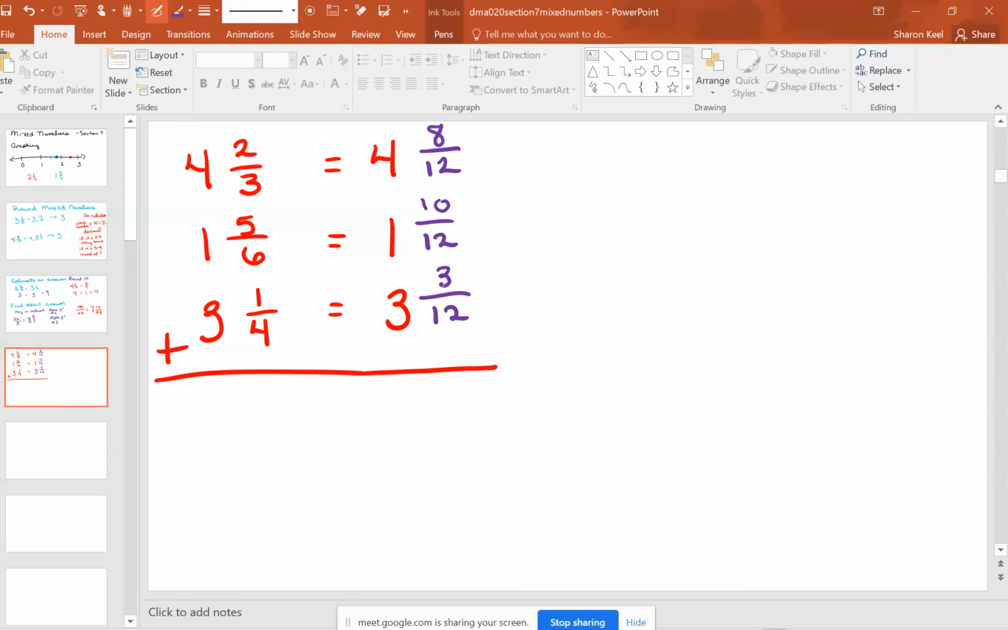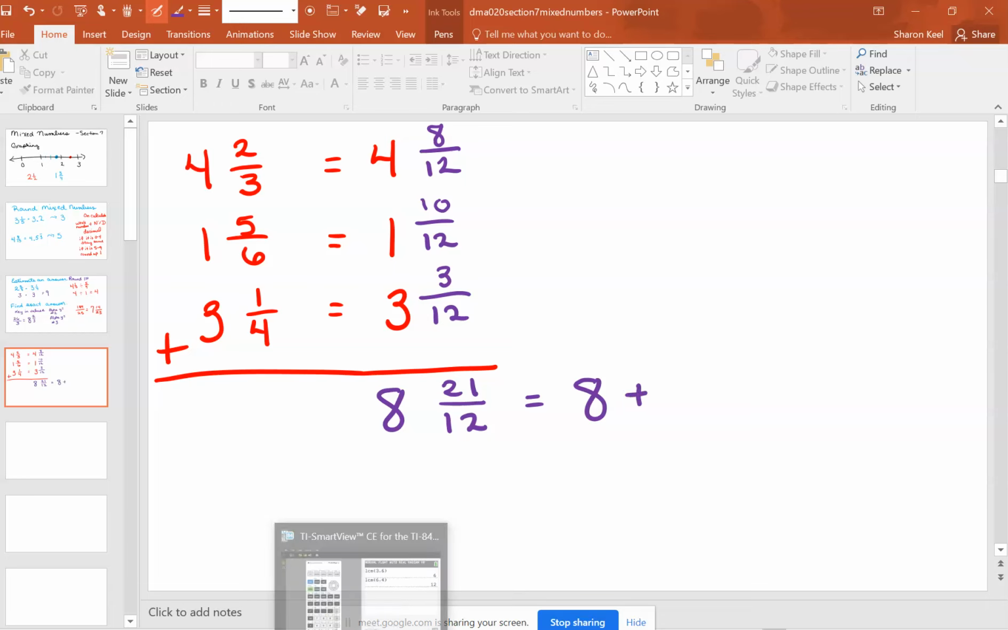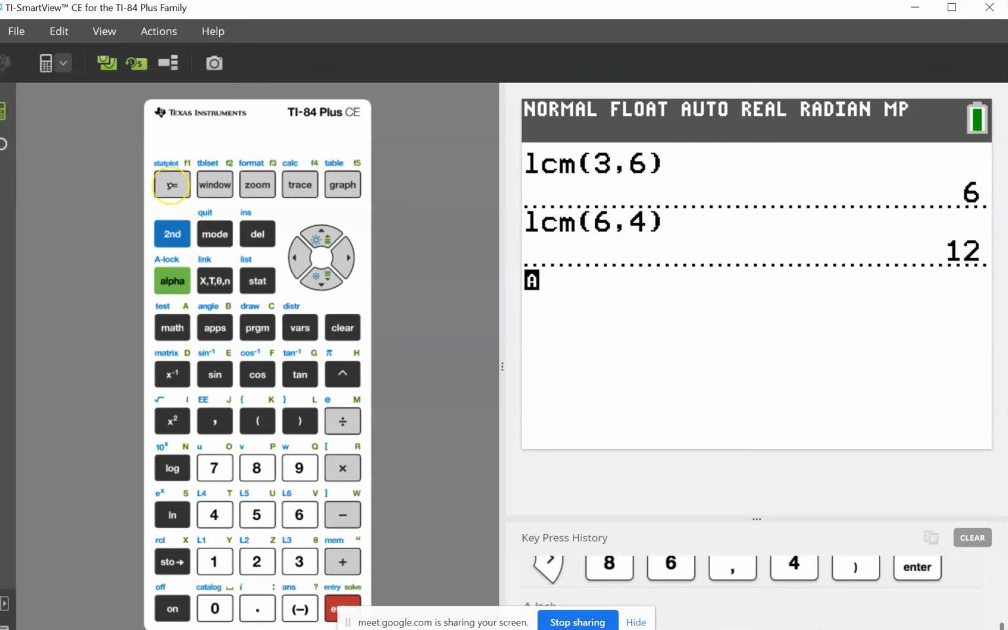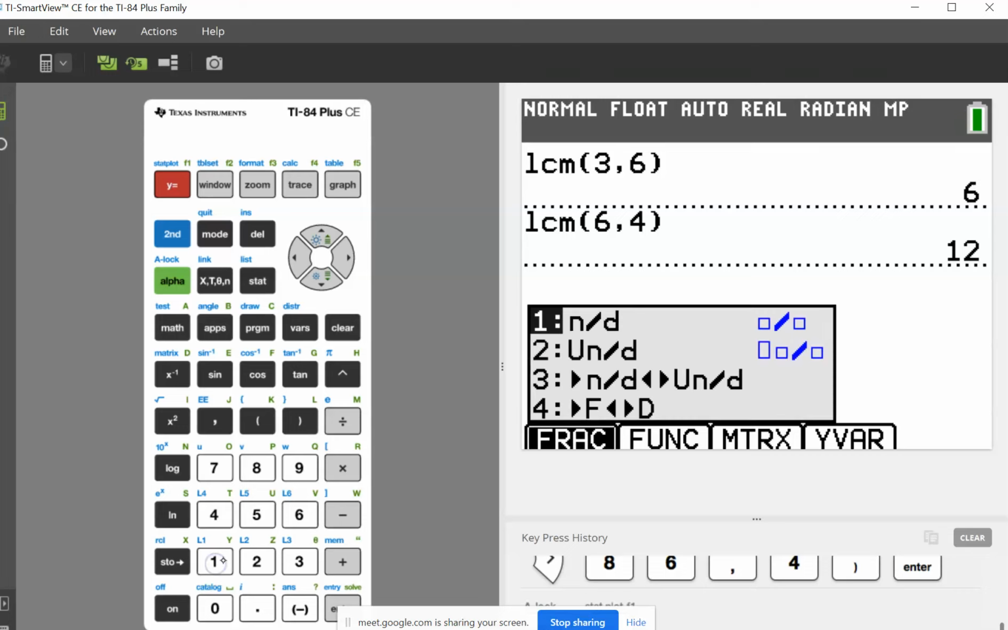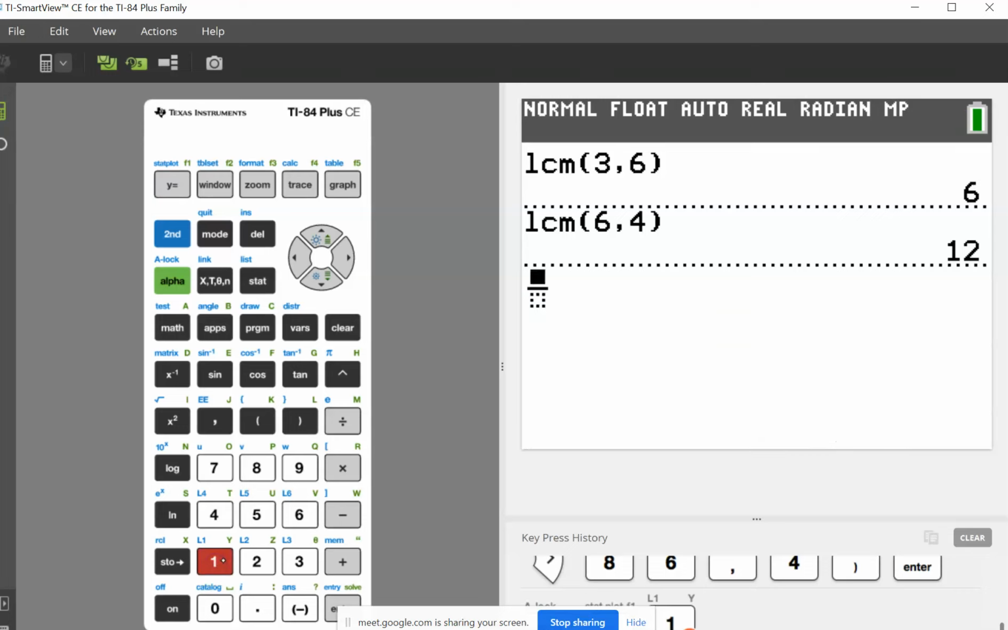Once we have our equivalent fraction parts of our mixed numbers, we now can combine. Since the denominators are the same, we have 12. 8 and 10 gives us 18, plus 3 gives us 21 twelfths. And the whole numbers 4, 5, 6, 7, 8. So we have 8. The next thing we need to do is take the 21 twelfths and convert that using our calculator. We're going to type in our fraction. I'm choosing number 1 just to type in my fraction, which is 21 over 12.